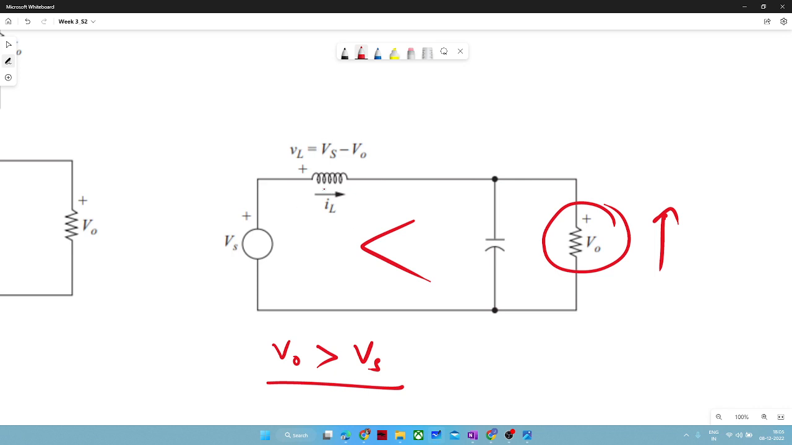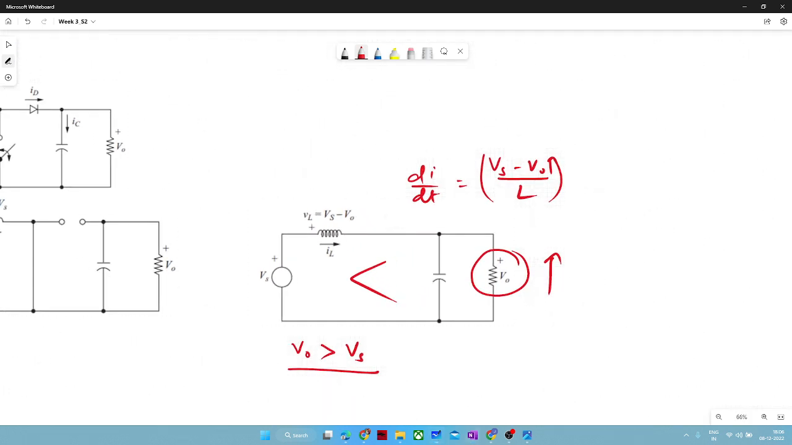So again, the voltage will be negative, so minus V by L. That slope, di by dt, will be negative because it will be Vs minus V naught by L. And since V naught is higher than Vs, it will discharge.